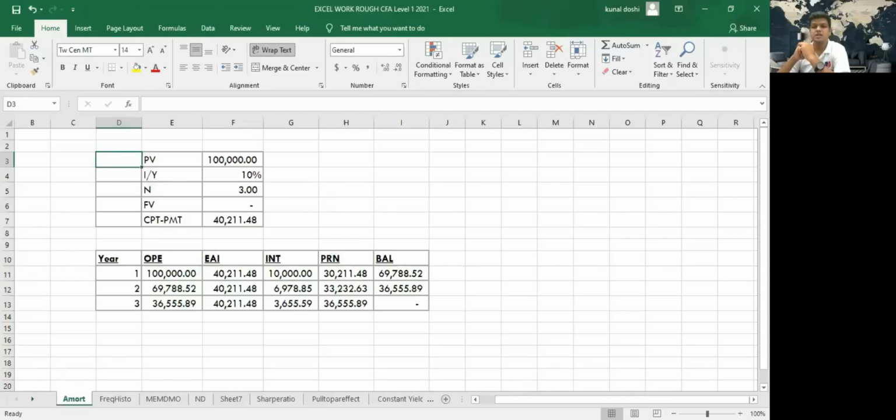Are you getting it? 40,211.48. Why PV 100,000? Because that's the loan amount. If you take a loan, you get a cash flow today. This is the rate of interest that I've taken.